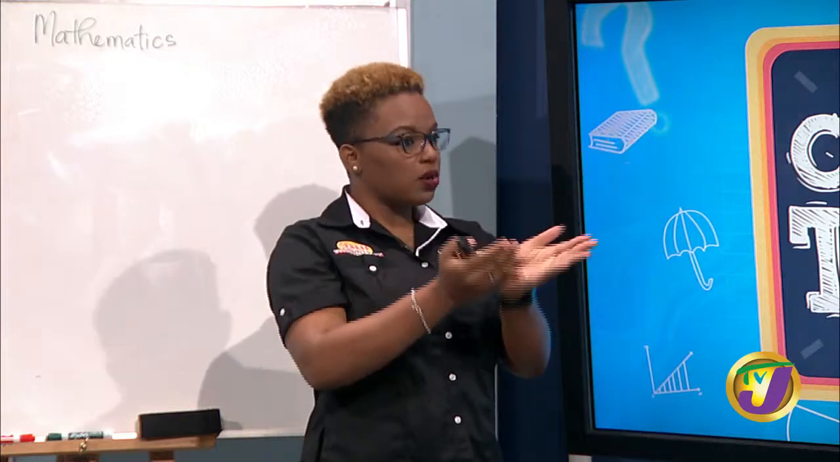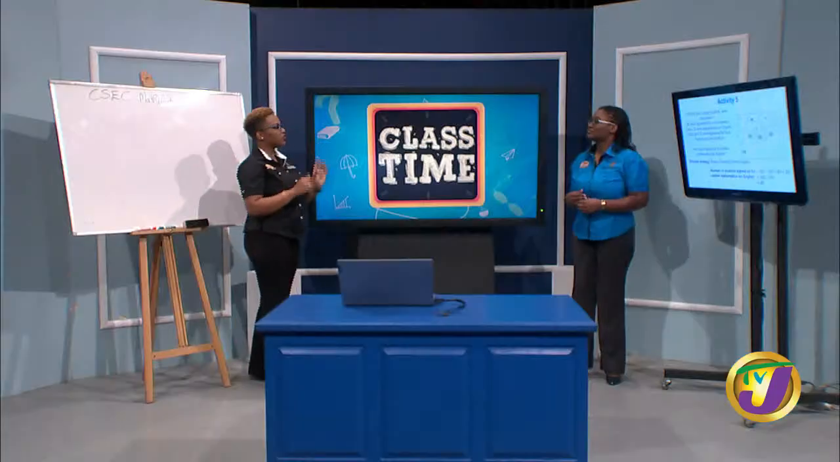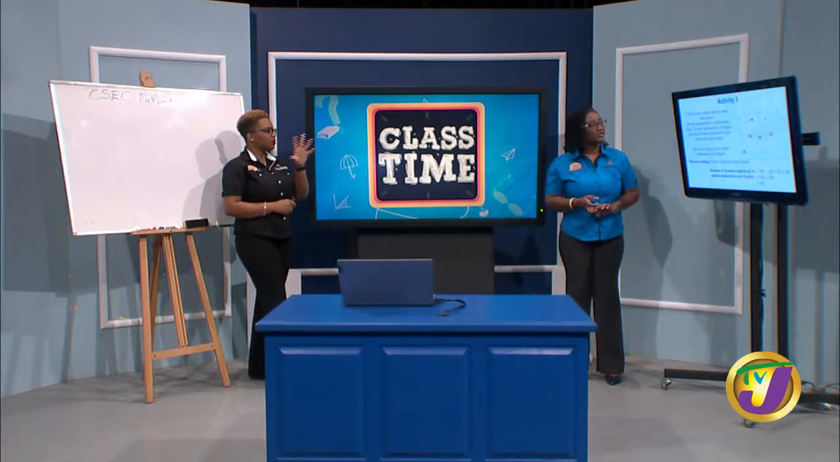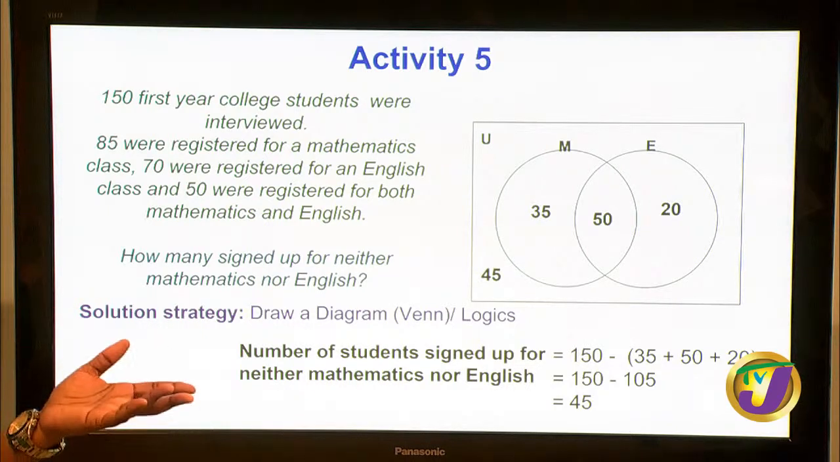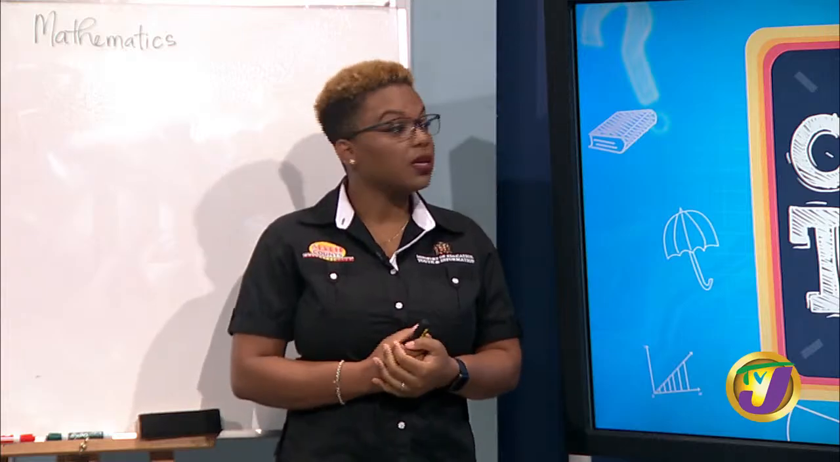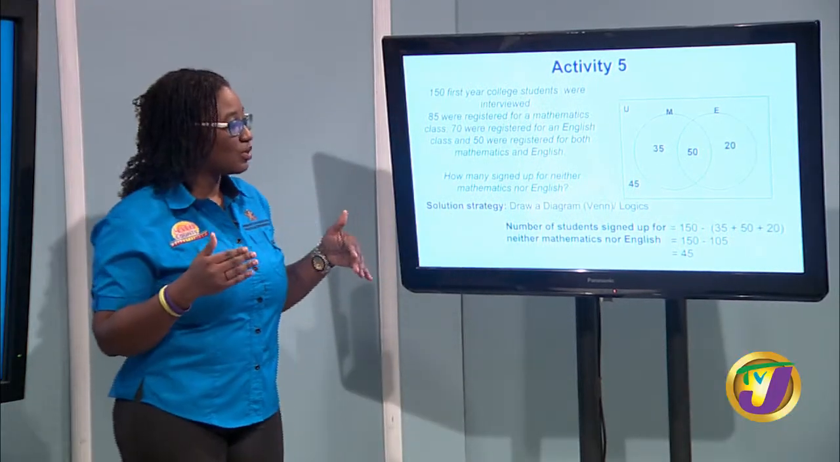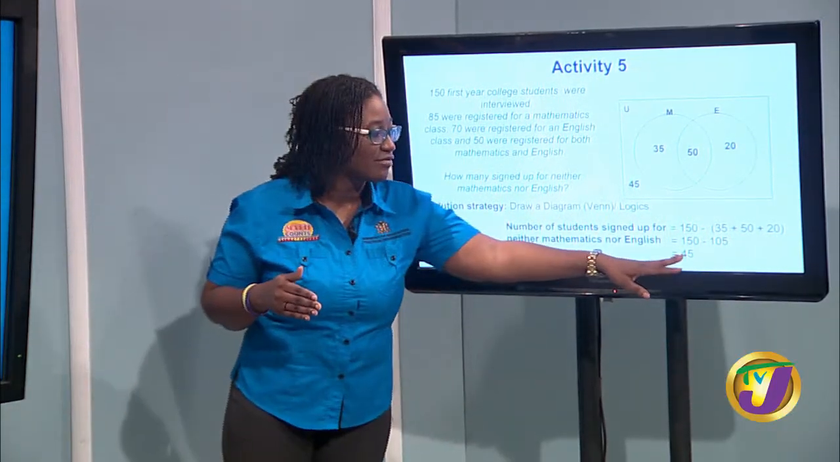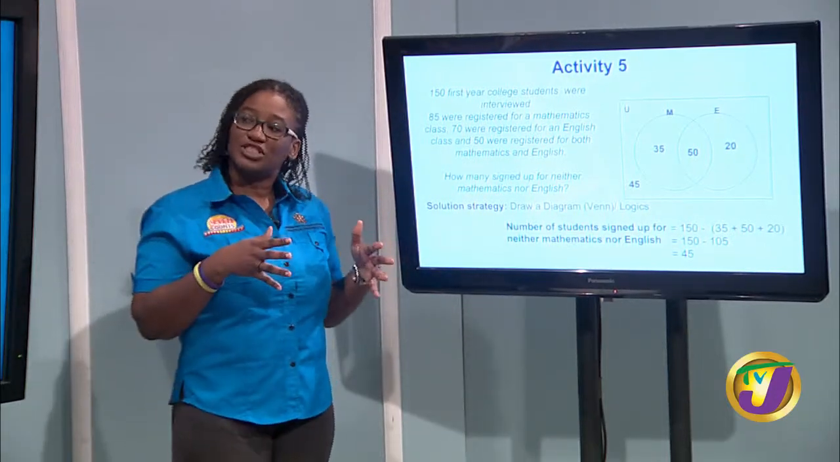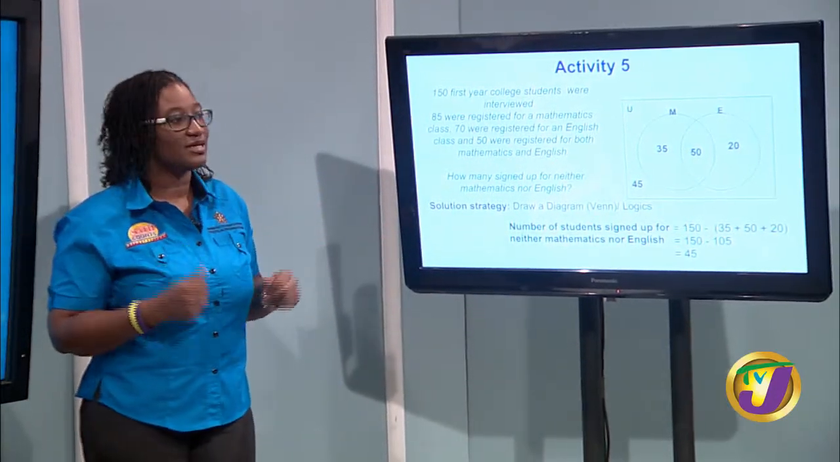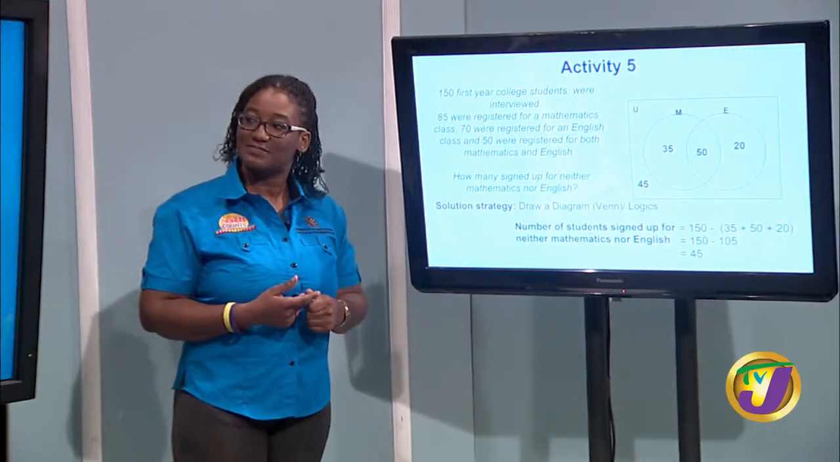Sum all the numbers on the Venn diagram to ensure that we get our 150 students who would have been interviewed. There you go. And the question is finished. See how important the check back is, the look back in the strategy? Because what if I made a calculation error and I didn't get that 45? So we would want to double check and ensure that things are legit.